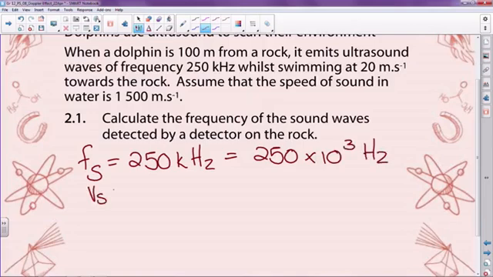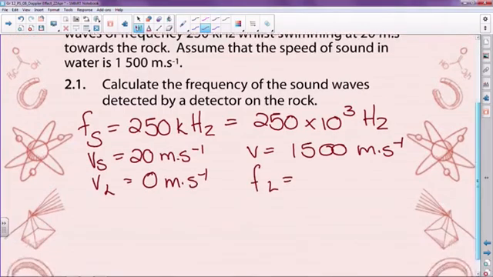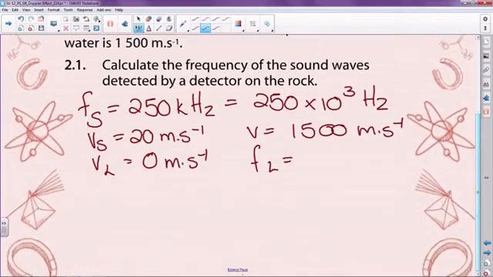The source is moving at 20 meters per second. They tell me that the speed of sound for this one is 1,500 meters per second. The detector is the rock. The rock is going to be stationary, so we know that the listener or the observed velocity is 0. So they want what is the observed frequency. So we go, fine, I'm looking at Doppler.